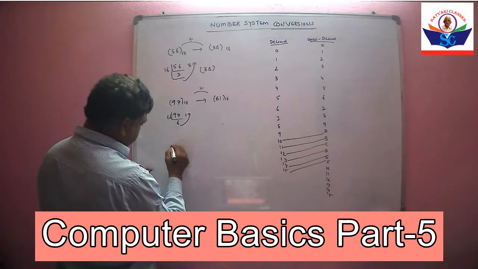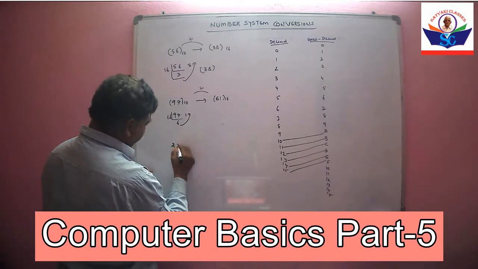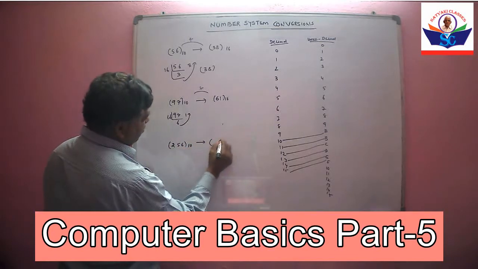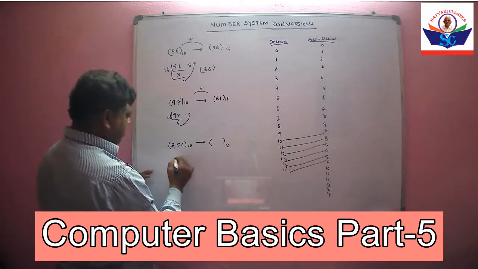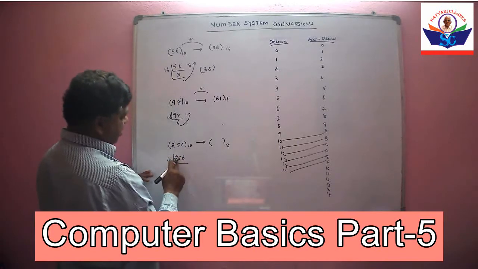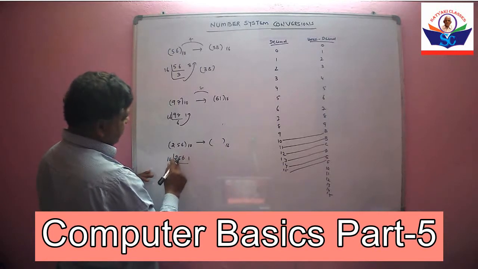Now 256 in decimal is equal to which number in hexadecimal? 256 divided by 16. 16 sixes are 96.